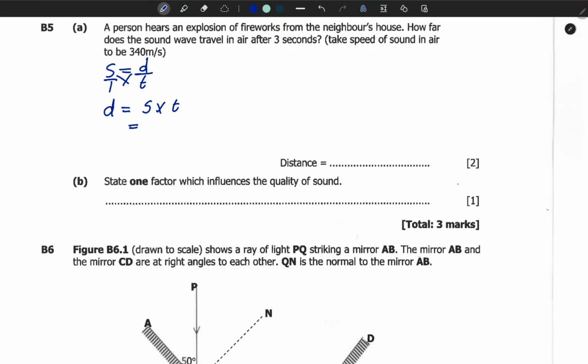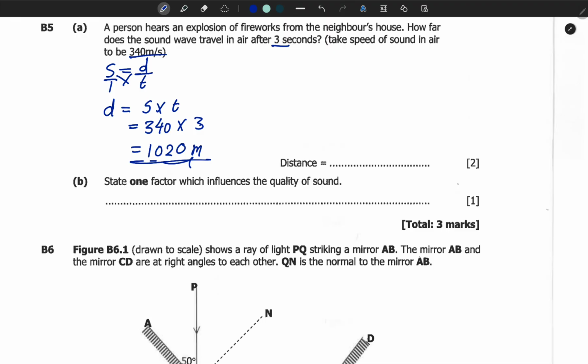What is our speed? So speed is 340 times time is 3. So we have 0. 3 times 4 is 12. We keep the 1. 3 times 3 is 9 plus 1, 10. So 1020 meters as our final answer.